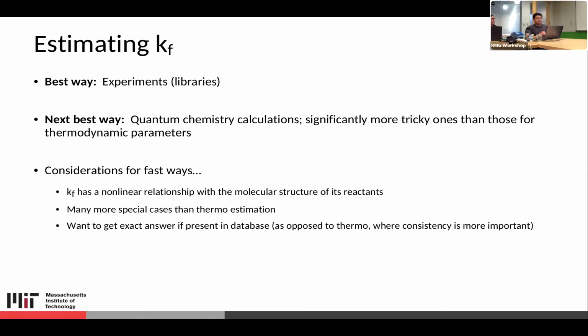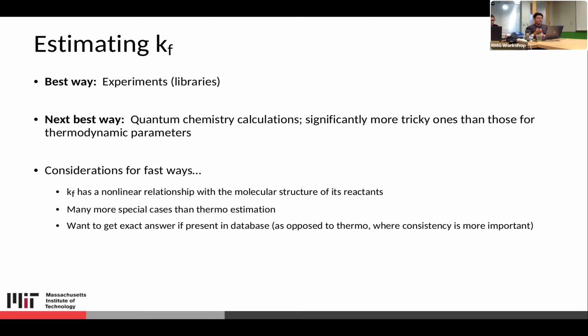The next thing that we care about often is kinetic rate coefficient estimation. Similar to the thermo, the best values are from experiments. The next best way is to do quantum chemistry calculations, but as anyone who's worked with this before knows, these can be really quite tricky, especially compared to thermo, because you have to compute the transition state, and finding those is not always trivial, and so on.